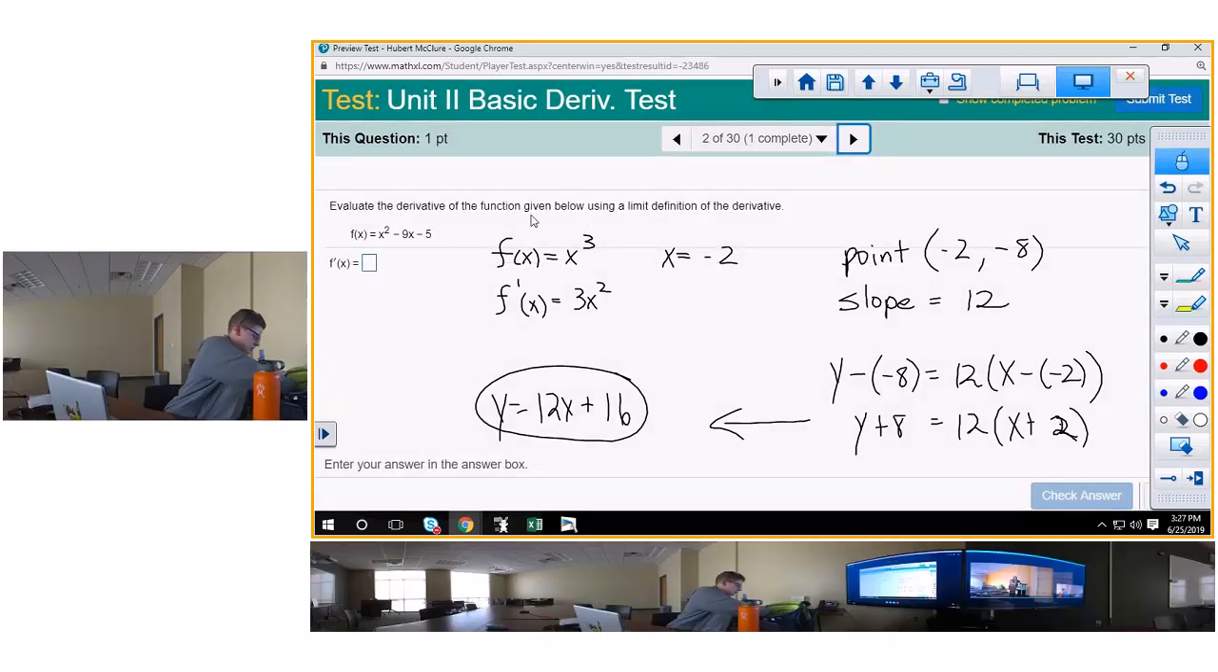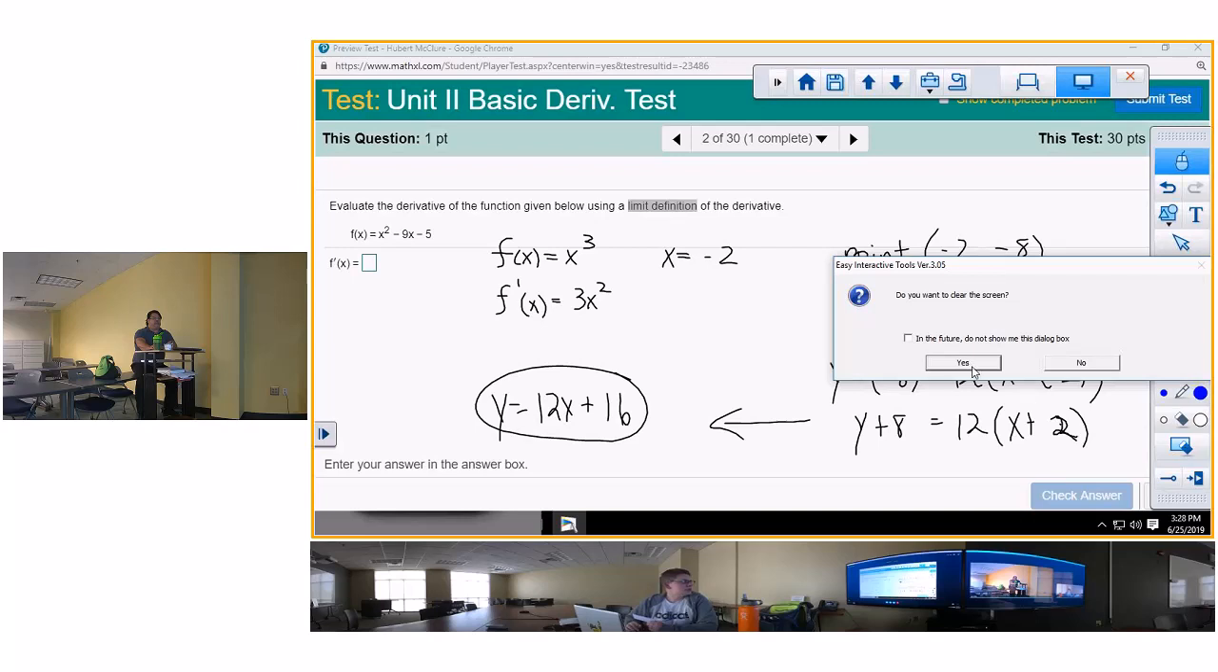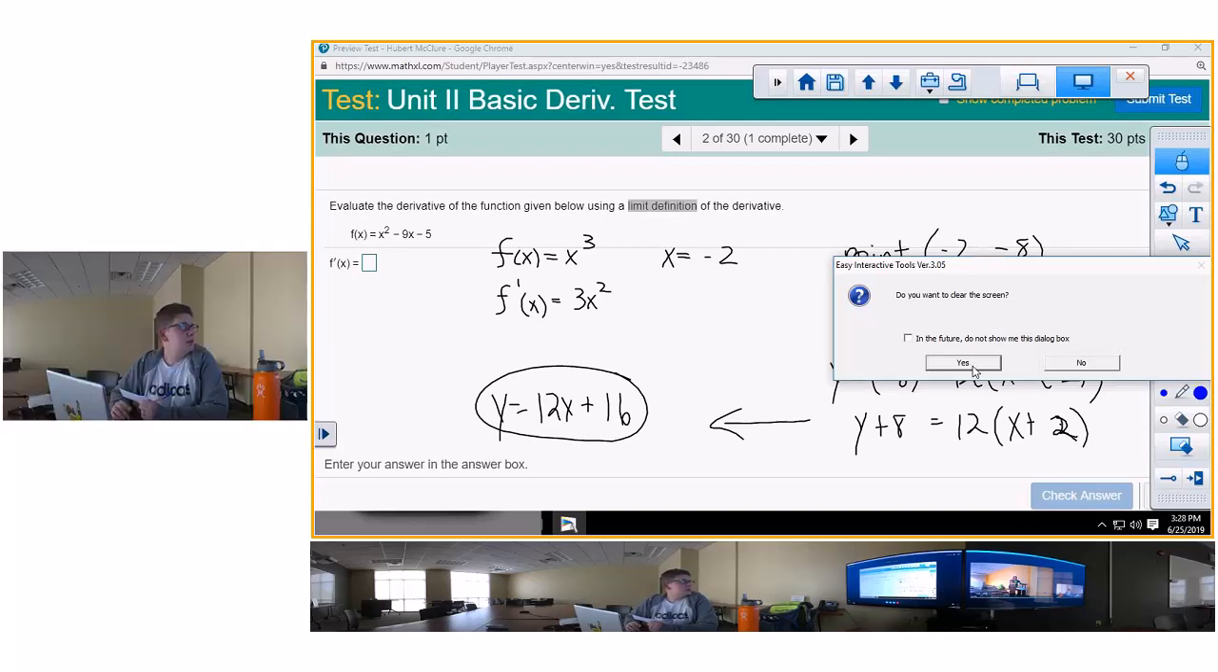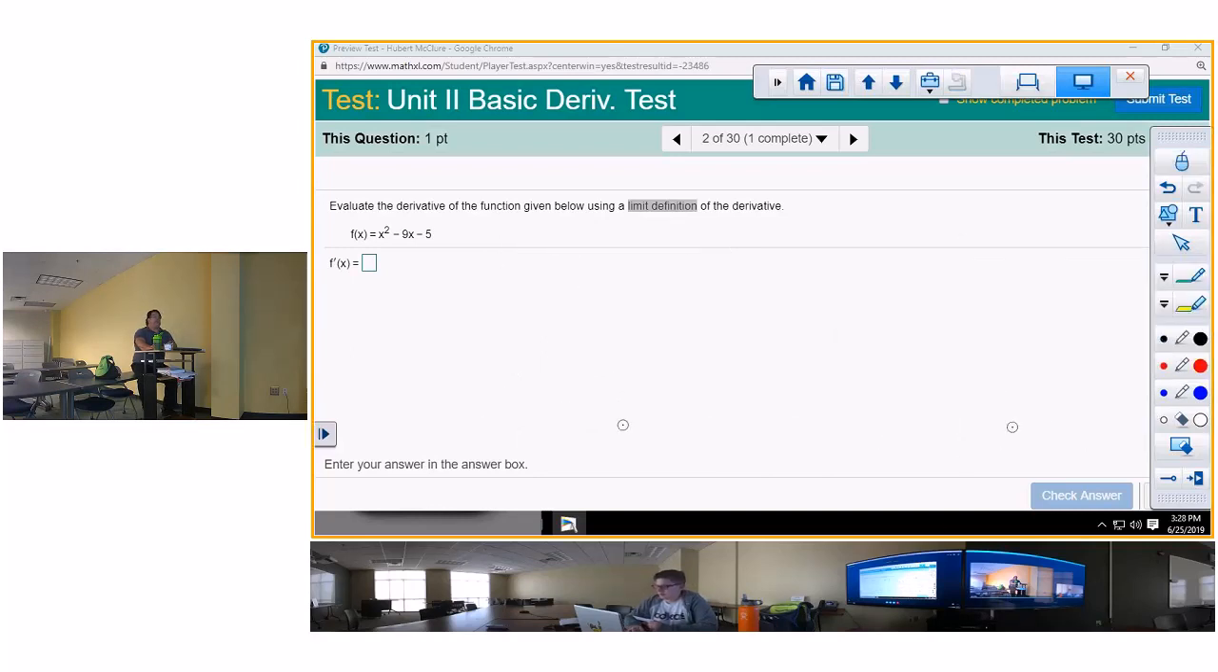Evaluate the derivative of the function given below using the limit definition of the derivative. This is 3.1 and 3.2, whatever chapter we're in. You're not doing the derivative because you don't know the derivative. What is the limit definition? What is that called? Starts with a D. Difference quotient. So we're going to use the difference quotient here.